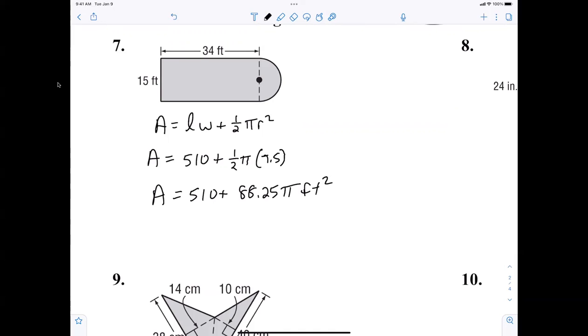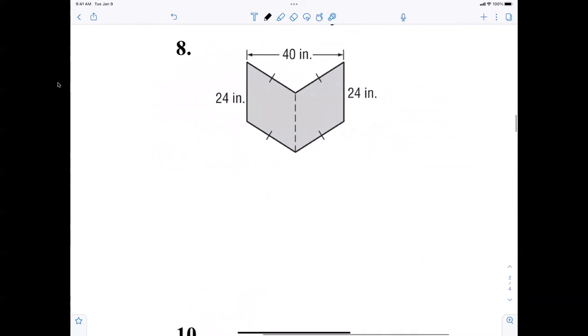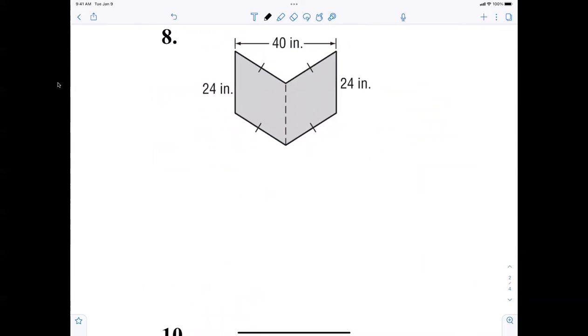Everybody? Anybody have any issues? All right, let's move on. So what about number 8? What's the area of a parallelogram? Base times height. How many are there? 2. All right.